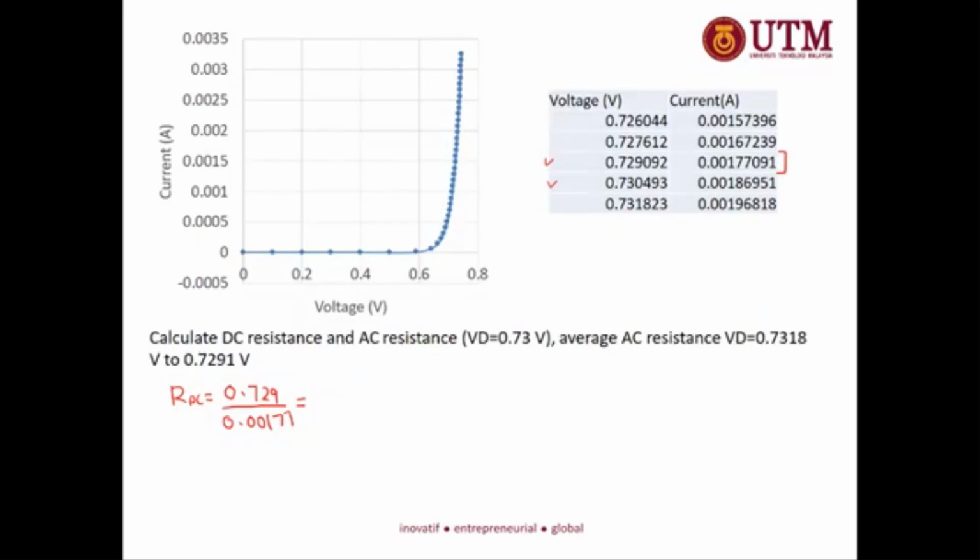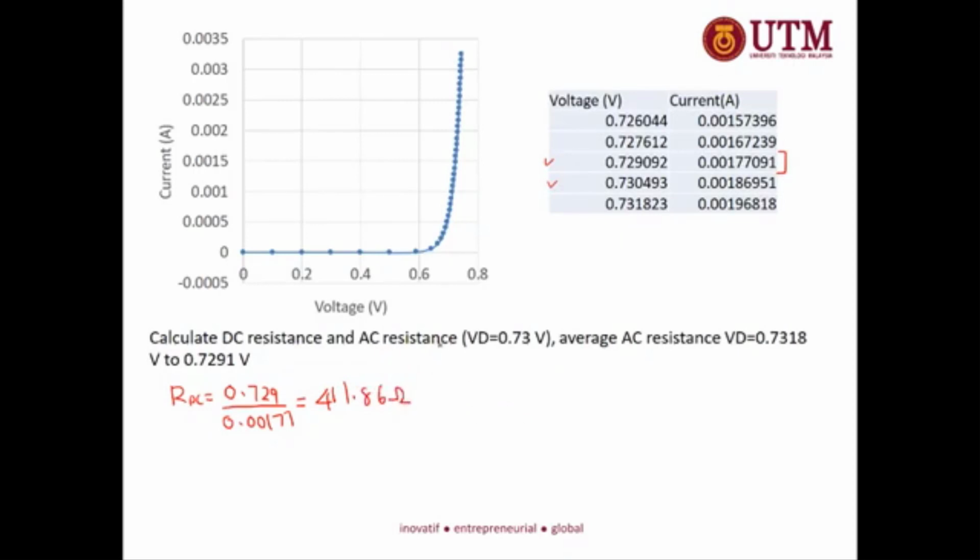Let me calculate this one. 0.729 divided by 0.00177. So you get the answer, 411.86 ohm. So this is the DC resistance.